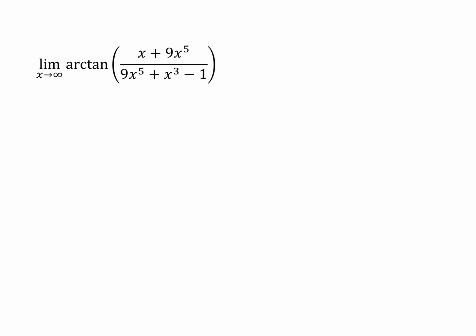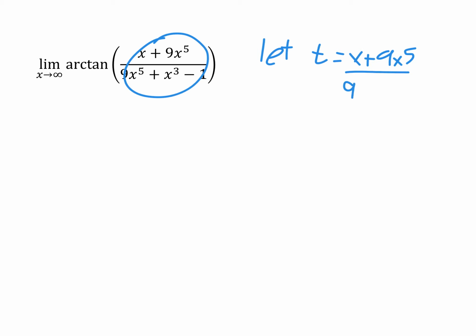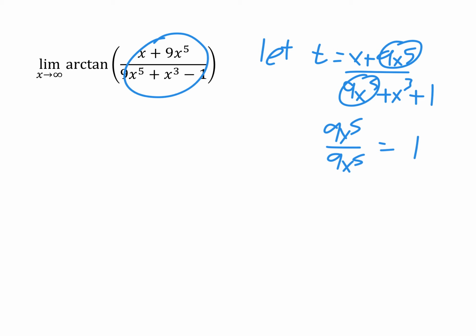Arctan of x plus 9x to the 5 over 9x to the 5, x cubed, and minus 1. Again, omitting a few details, if we let t equal all that stuff, x plus 9x to the 5 over 9x to the 5 plus x cubed plus 1, we should see that as x goes to positive infinity, the quotient theorem allows us to drop everything except for the 9x to the 5 and the 9x to the 5. And 9x to the 5 over 9x to the 5 is just going to be 1. So as x approaches infinity, t approaches 1.